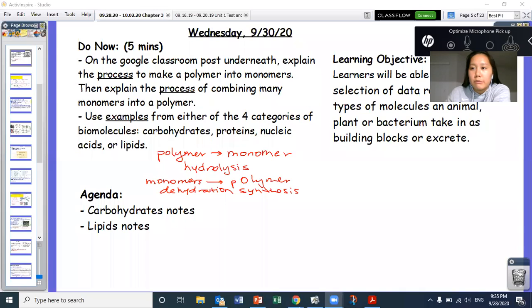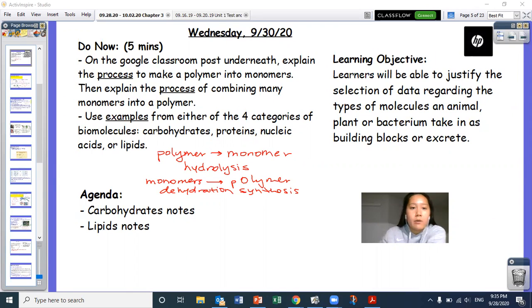All right, seeing as we have the biomolecules basics done, we're going to move on to the actual categories of biomolecules and their details, their functions, their purposes, and why they're so important for life. So first things first, let's take a look at our do now.